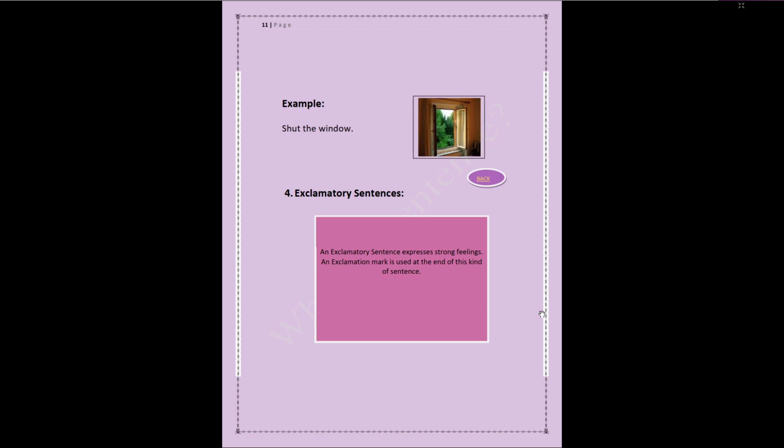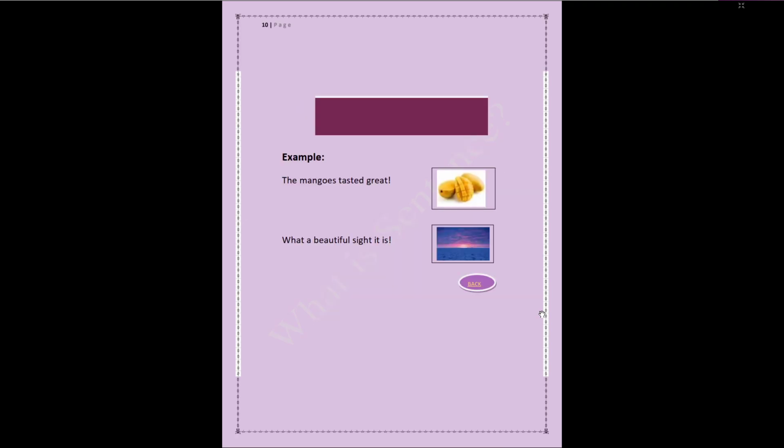And the last one is exclamatory sentences. An exclamatory sentence expresses strong feelings. An exclamation mark is used at the end of this sentence. For example, the mangoes tasted great. What a beautiful sight it is. Exclamatory sentences help us communicate strong feelings of surprise, admiration, appreciation, wonder, and shock. How beautiful the baby is, how wonderful the painting is. All these are kinds of exclamatory sentences.